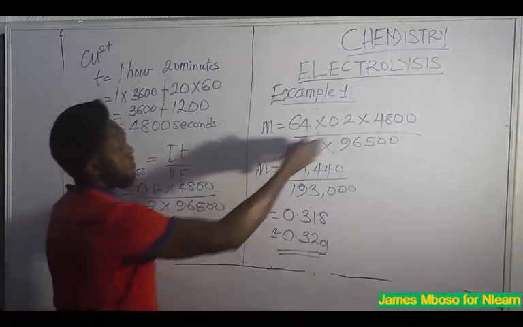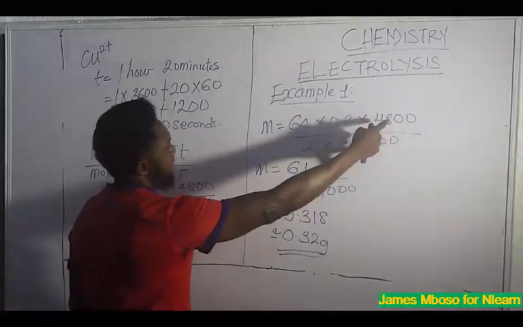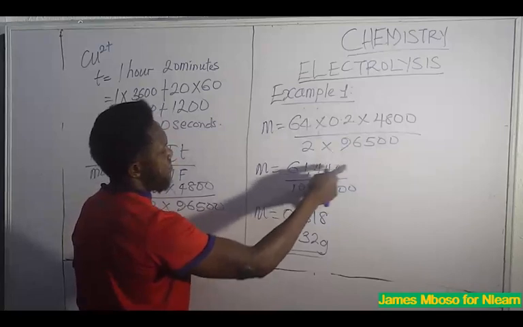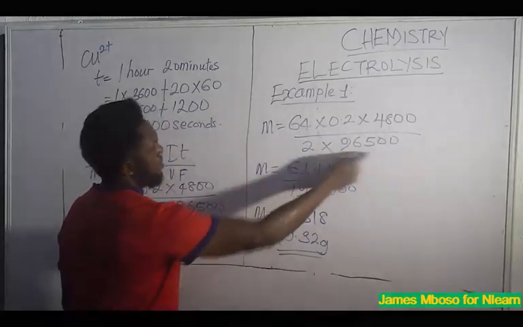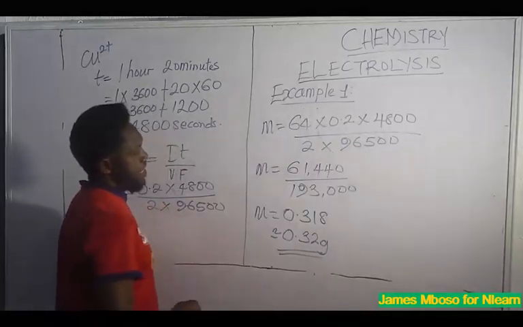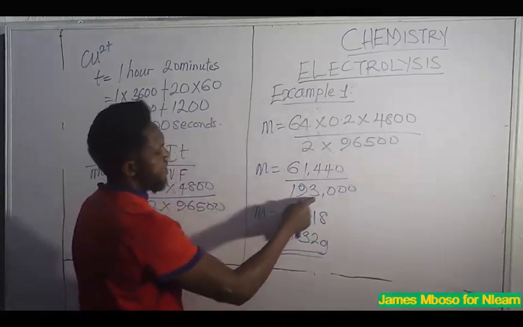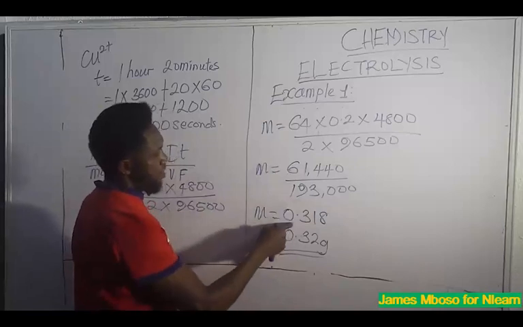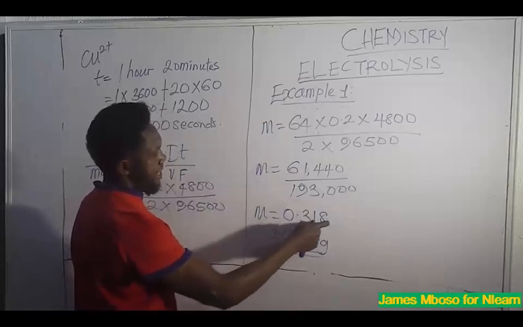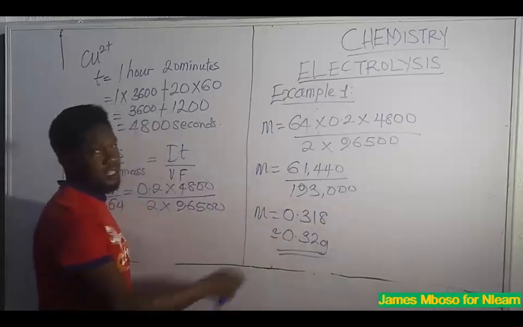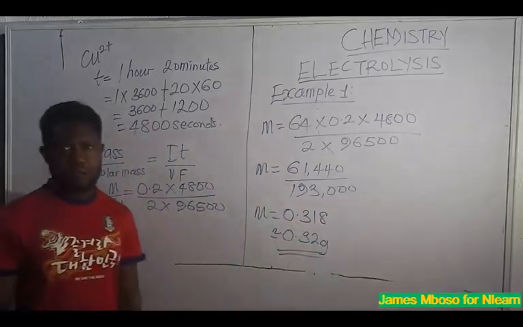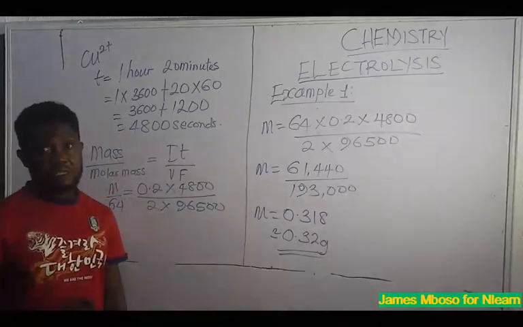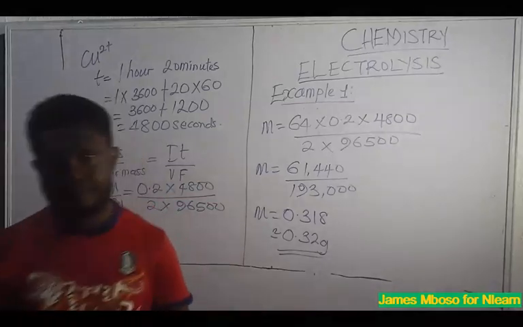So when we cross multiply, we multiply the upper one, we have 61,440. When we multiply the denominator, we have 193,000. So when we did the math, we have 0.318, approximately 0.32 grams of copper will be deposited.